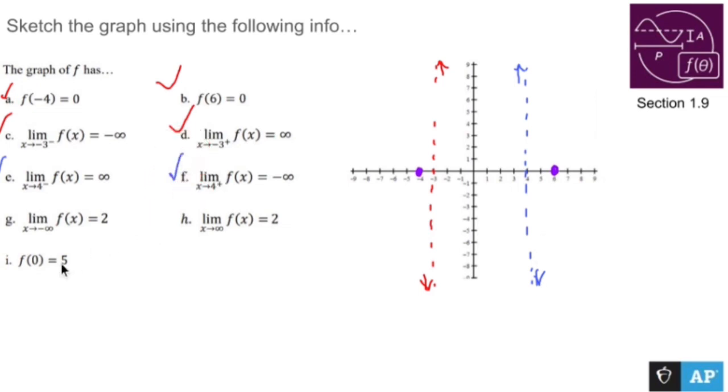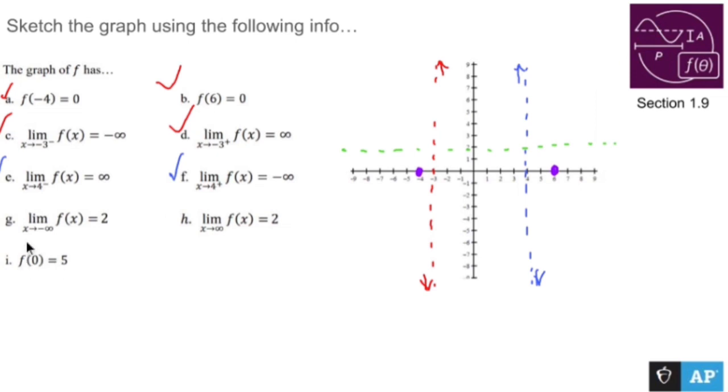I'm too scared. As x approaches -infinity, I go to 2. And as x approaches +infinity, I go to 2. That's my horizontal asymptote. So I have a horizontal asymptote happening at 2.